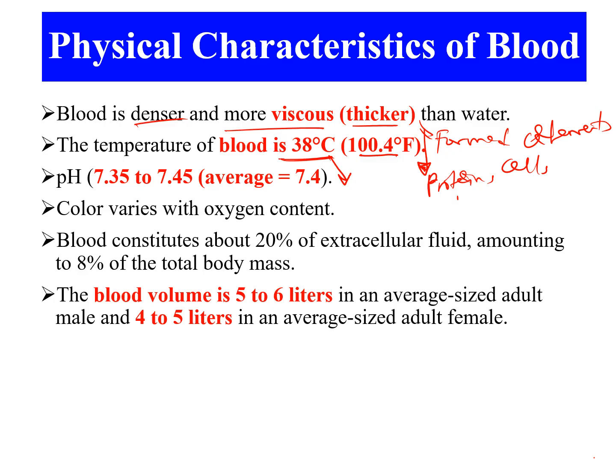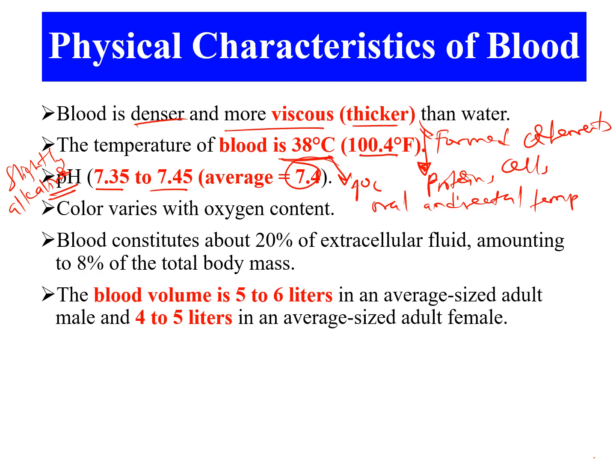This temperature is about 1 degree Celsius higher than the oral and rectal temperature. The oral temperature is about 37 degrees Celsius, while the rectal temperature is about 37.5 degrees Celsius. The pH of blood is slightly alkaline. It has a lot of bicarbonate in it, so it is slightly alkaline, in the range of about 7.35 to 7.45, with the average being 7.4.